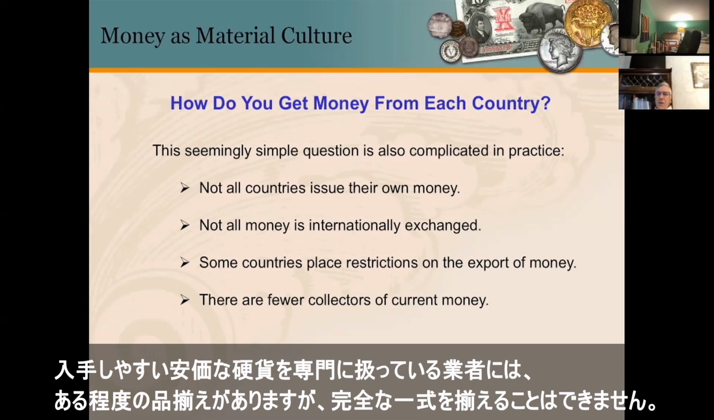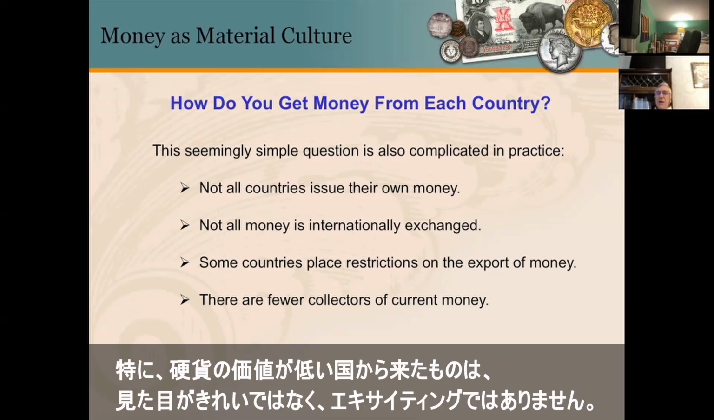Now, those that do specialize in the easier to obtain and less expensive pieces generally will have a selection of them, but they're not going to have a complete set, particularly of those coins that come from nations with less desirable pieces. Maybe they're not as pretty, maybe they're not as exciting looking.